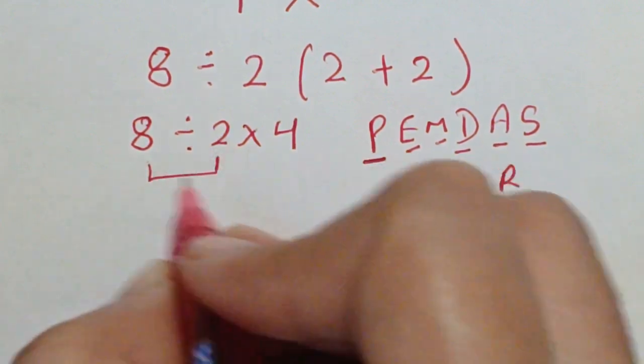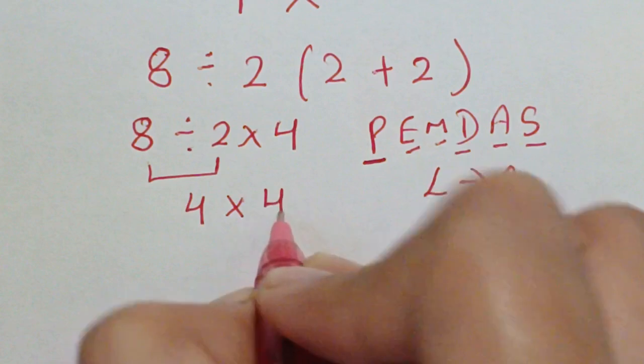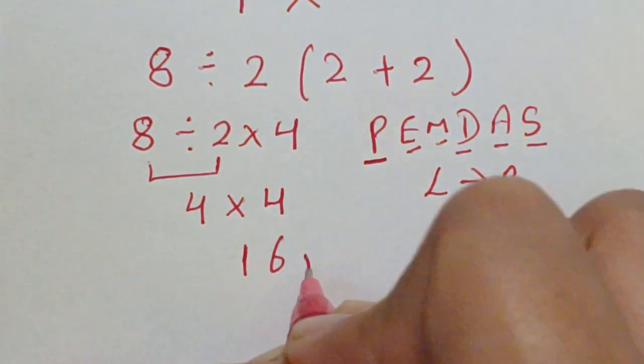First we'll solve this one. So 8 divided by 2 is 4. 4 times 4, which is 16. So this is the correct value for this expression.